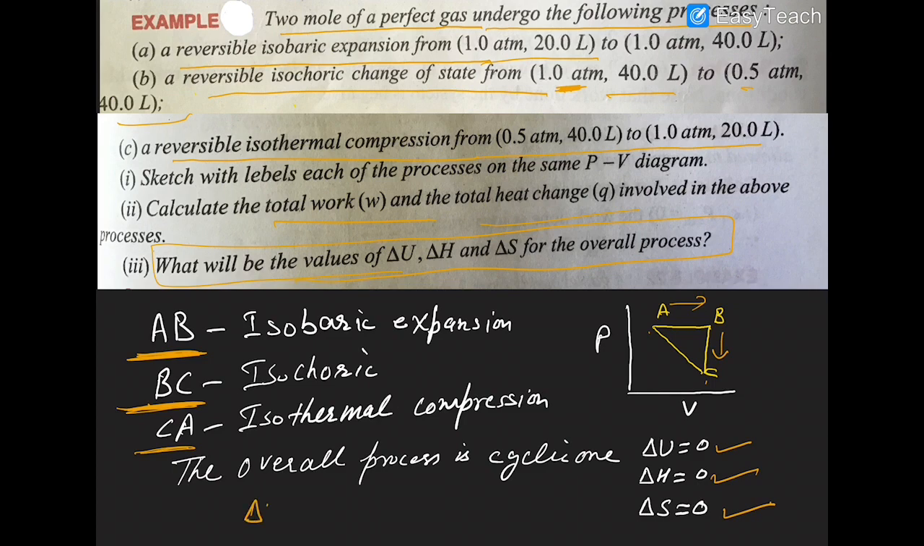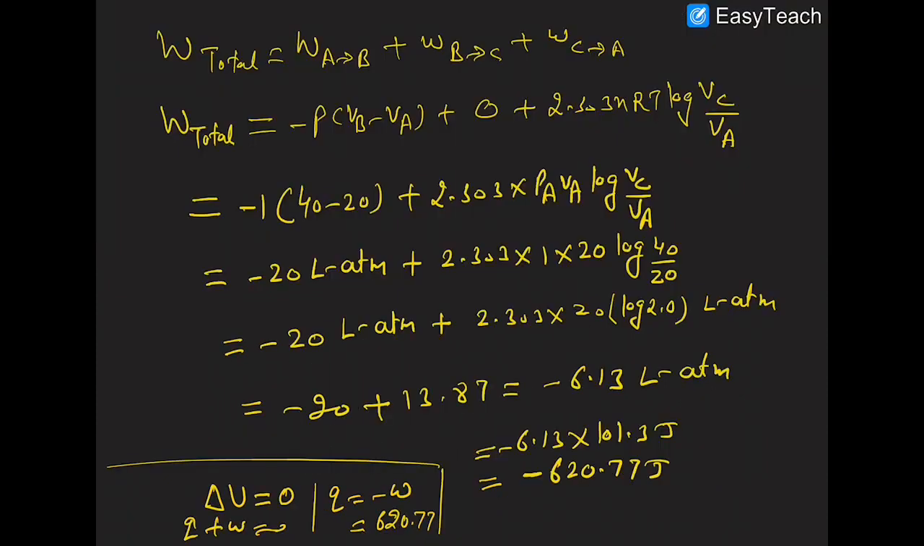Since delta U is equal to 0, heat plus W equals 0, so heat will be minus of work. So if work done comes out to be negative, heat comes out to be positive. Look at there, what is W total? AB, BC and CA. BC should be taken as 0. Why? It is isochoric, so work done will be 0.